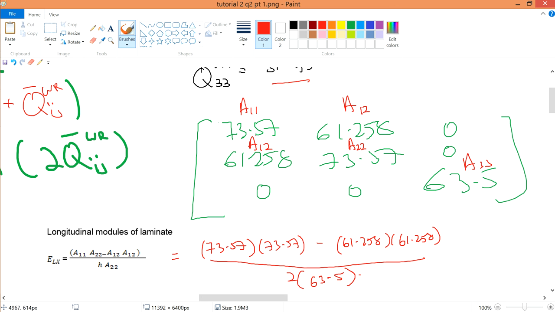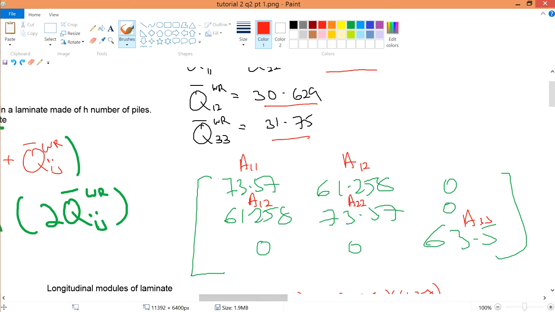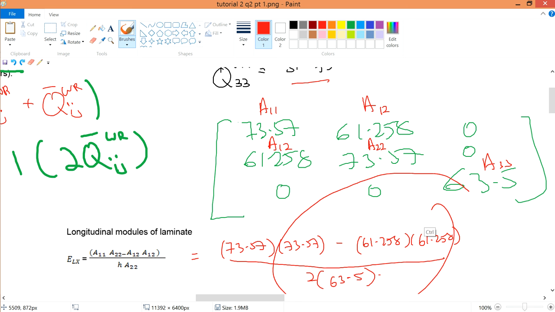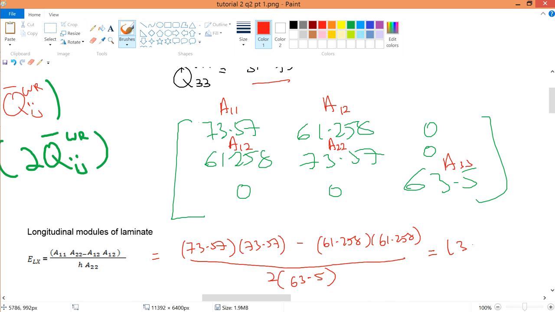If you just substitute it in, this thing, okay? And in case you may wonder why this A12 value is the same as this, shouldn't this be A21? Because in a stress system, A12 are the same. If I were to calculate this value now, my answer would be 13.07 GPa. Remember, these are all in terms of gigapascal, in case you may have forgotten.